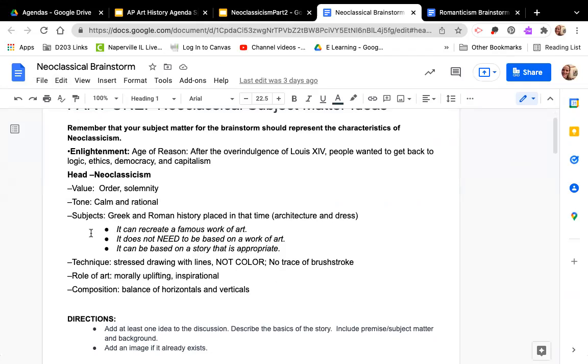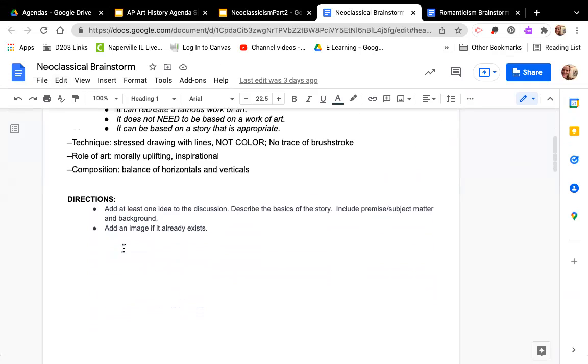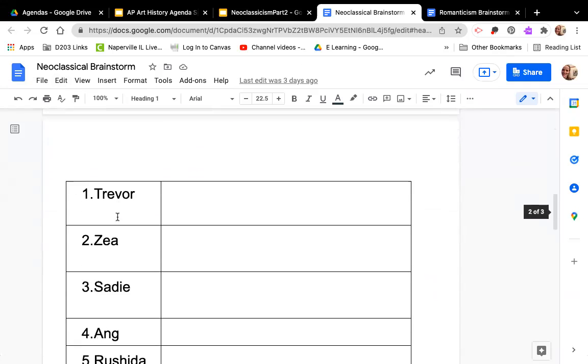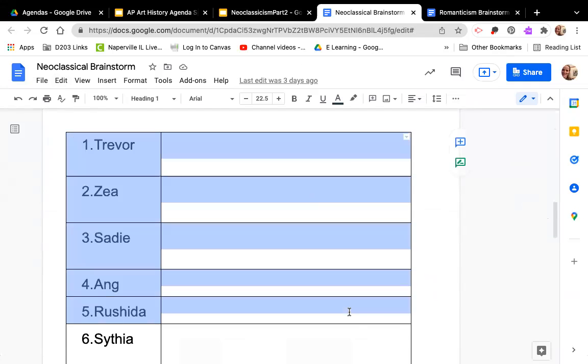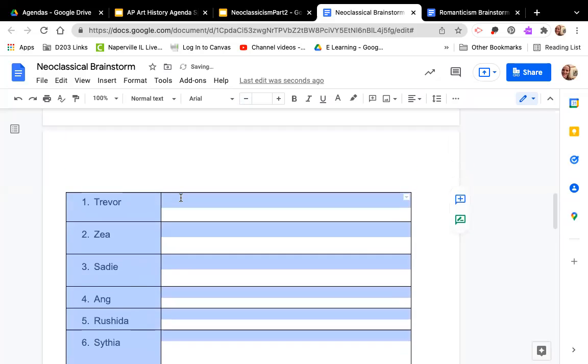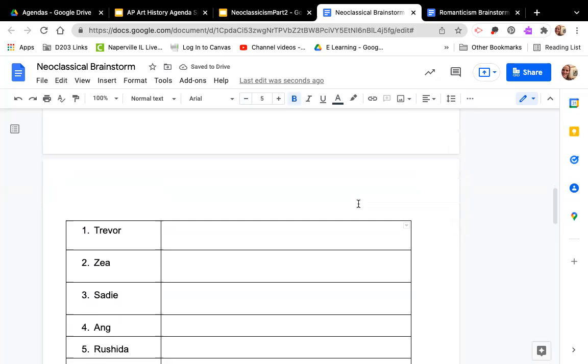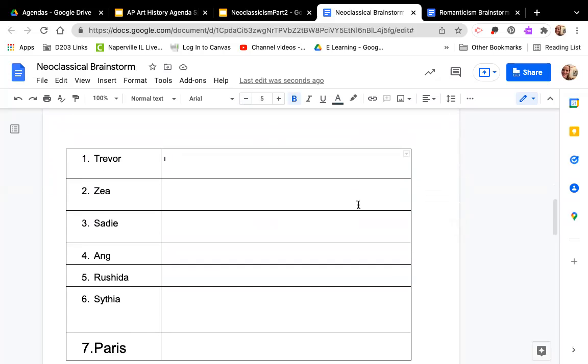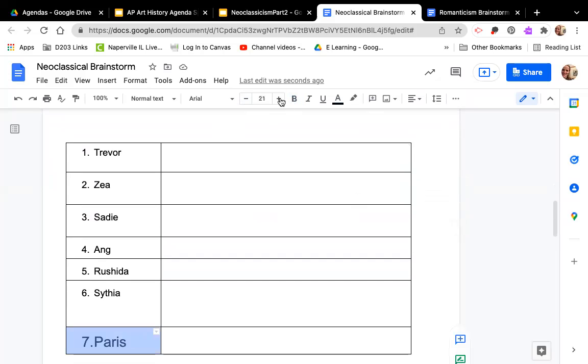When it comes to subject matter, you can recreate a famous work of art, but it doesn't have to be. You could just find a subject matter that also would be appropriate. There's nothing wrong with that. And sometimes it's nice to be original. And you want to make sure that in the directions here, you go underneath, there is a diagram. So in this diagram, what we're going to do is we are going to place our concept. So you're going to explain your story, and then feel free to insert an image to help explain that concept. So you can go ahead and illustrate it.